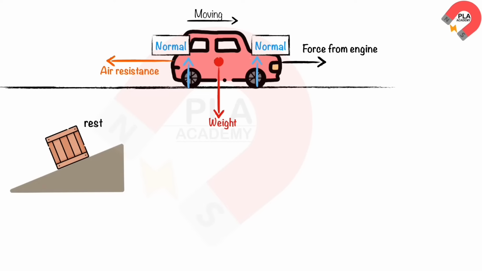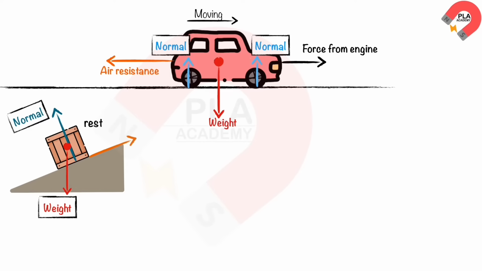When a box is at rest on a rough incline as shown, there are forces acting on the box including the weight, which acts downward. The normal reaction force acts upward perpendicular to the slope. The friction acts upward parallel to the slope.